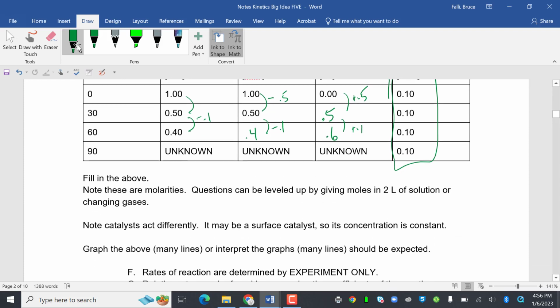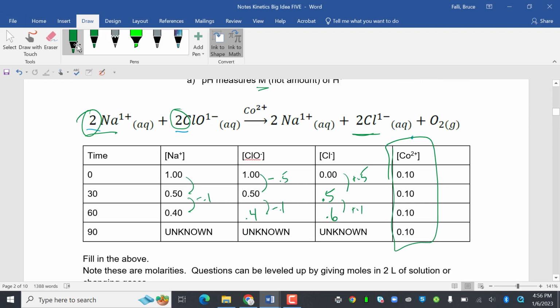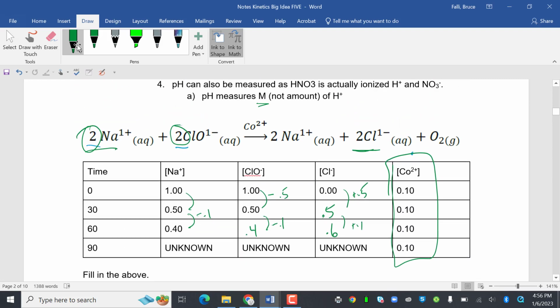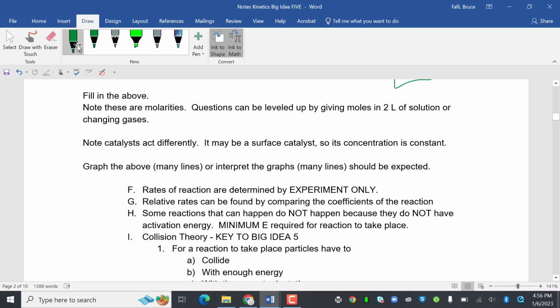Graph the above many lines, or interpret graphs, many lines should be expected. Notice how Na and ClO negative, again, are reactants. They should go down in parallel amounts because they have equal concentrations. These two should go up at parallel rates. This should go up at half the rate. I'm very bad at doing half a rate, but you get the idea. And that would be if they're all in molarity.